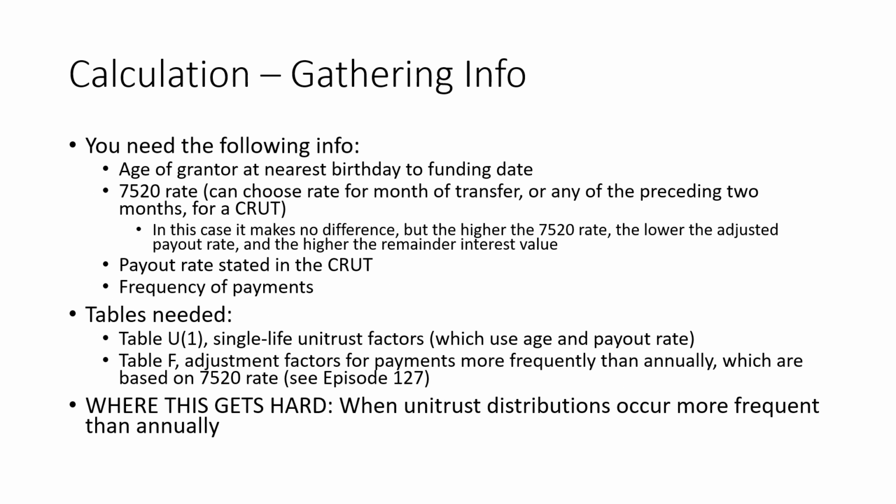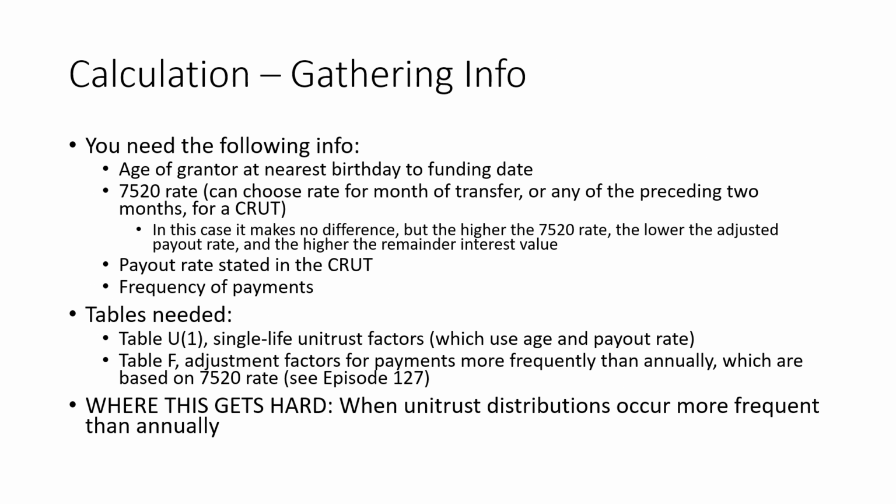Now, it really makes no difference here, but there's a reason why you might want to do so in a falling rate environment, because the higher the 75/20 rate, the lower the adjusted payout rate, and this results in a higher remainder interest value. So if you can pick and choose, you're going to want to choose the 75/20 rate that gives you the best outcome.